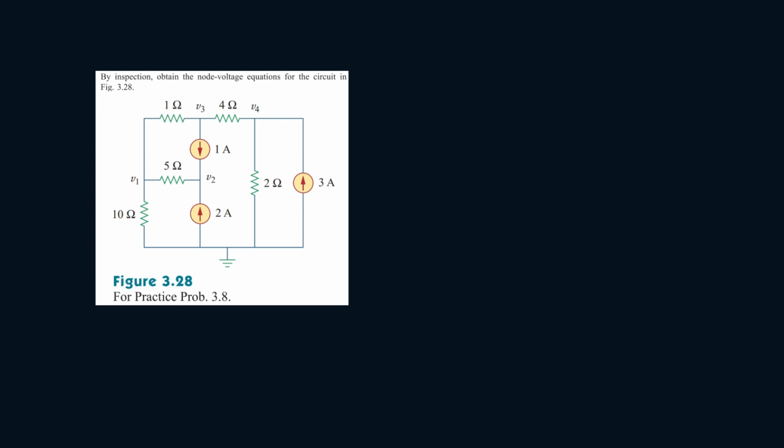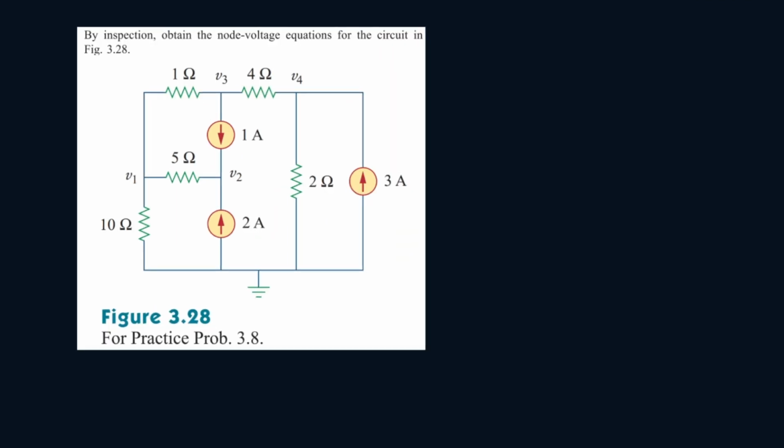We have to obtain the node voltage equations for the circuit in the following figure. Alright, so the node voltage equations, we have to find the equations for these. Okay? So let's start by writing some directions of current. So this is the ground node, so it'll be 0 volts.